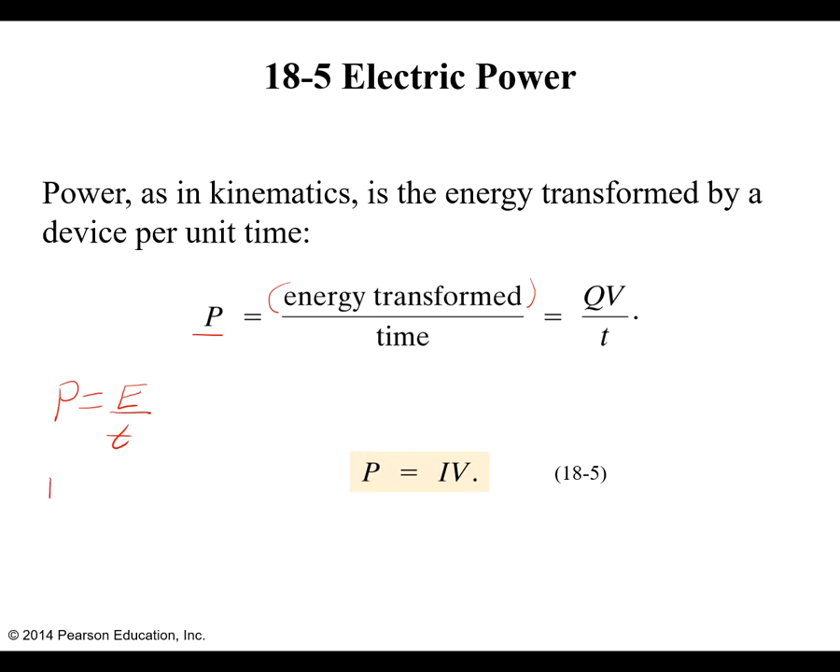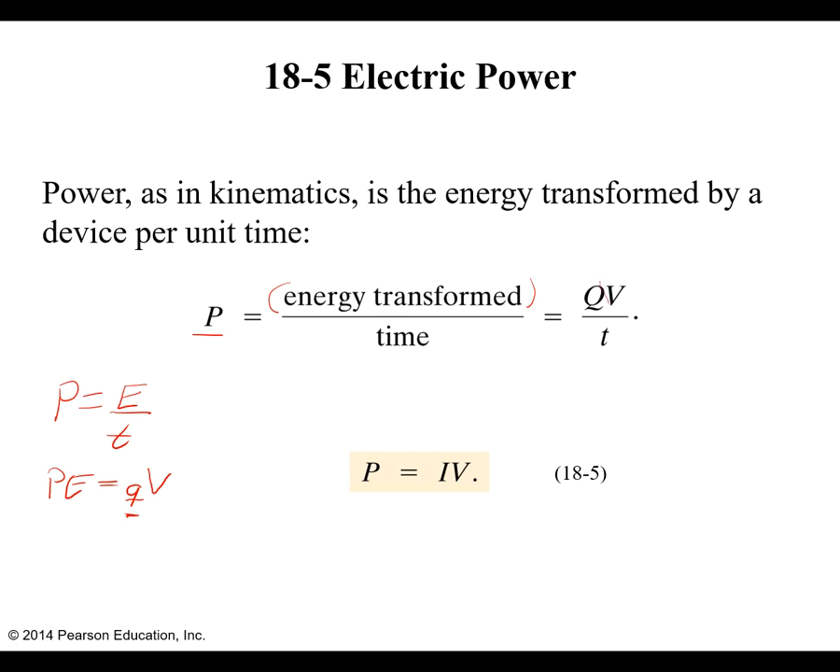But remember that the potential energy that we have been calculating for electricity, we defined in chapter 17 as the amount of charge times the voltage. Well, this is what the potential energy would be for one individual charge. We want to know for the total charge, so we're going to use capital Q instead. So the amount of energy that's transformed would be Q times V, and power would then be QV over time.